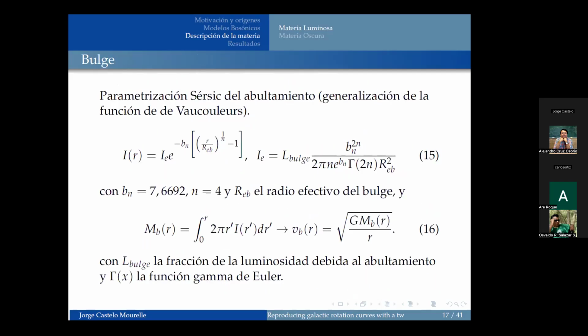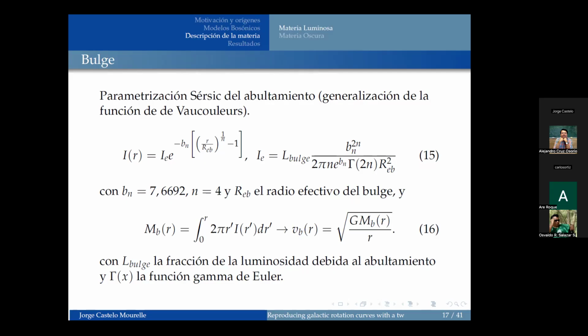And also for some galaxies, we have a possible bulge. So again, the bulge is a standard thing in galaxy physics. We took the Sersic parameterization for the bulge. Again, we have some functions that take into account these parameters that are observational parameters. So the point is that the luminous part in our models is described by using observational data.